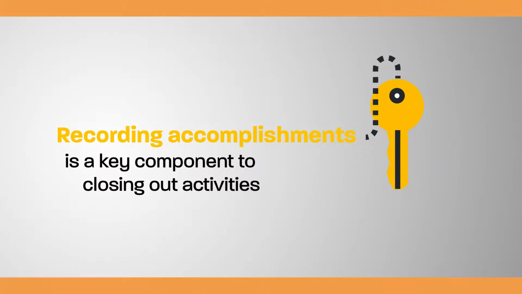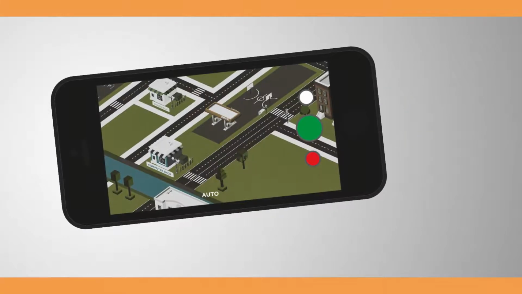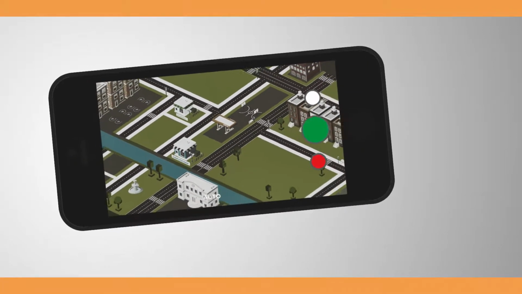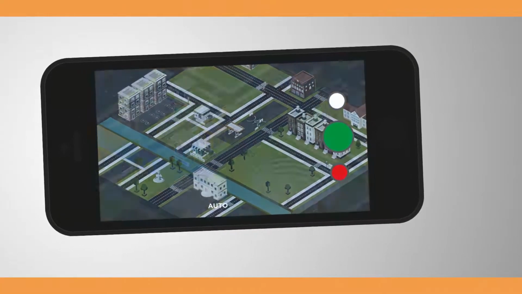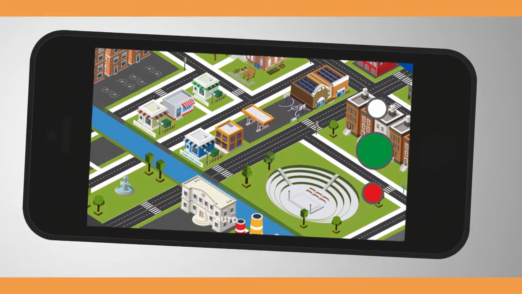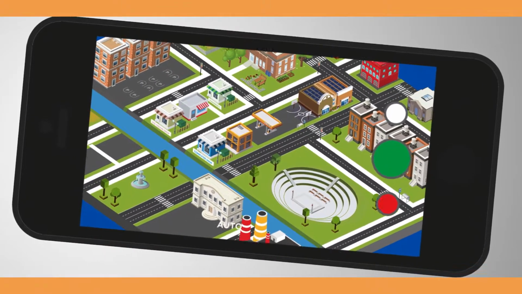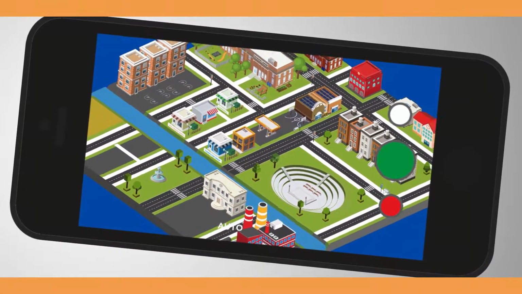Recording accomplishments is a key component to closing out activities. Key steps include completing required reporting to funders and documenting a project's impact, such as before and after photos and statistics that describe the project accomplishments.